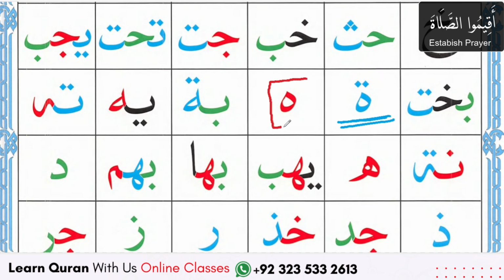The next one here, that's letter Ha. Letter Ha, which is coming at the end of the throat. So just like a circle, that's letter Ha. Now these are the individual shapes.